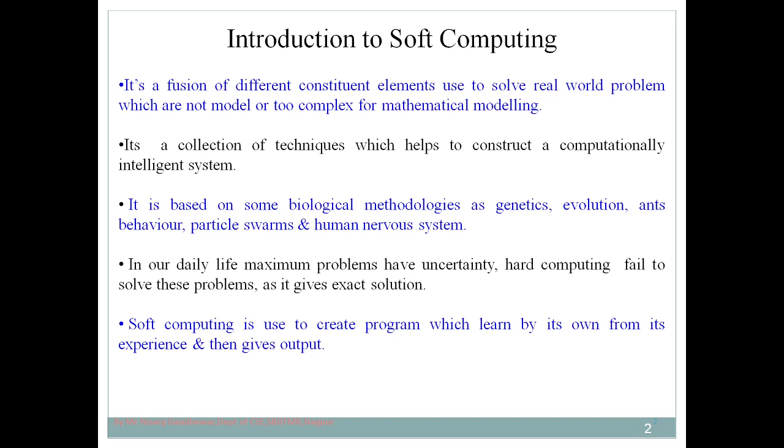And it is based on some biological methodologies, because we have seen that the three main constituents of soft computing are ANN, genetic algorithm, and fuzzy logic. Genetic algorithm is based on the concept of genetics. Actually, genetic algorithm is based on Darwin's theory of survival of the fittest.